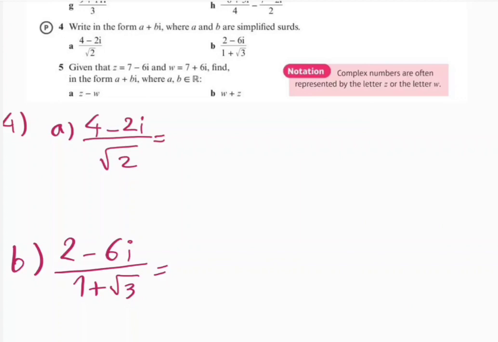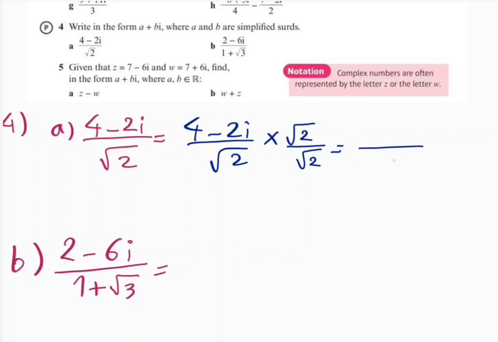4. Write in the form a plus bi, where a and b are simplified surds. So for this question, we should use one of the skills that we learned back in high school, where we used to rationalize the denominators. And this technique is very crucial in complex numbers because we will be using this a lot. So the first one is very simple because we simply need to multiply by root 2 over root 2, so we can get rid of the root 2 on the denominator.